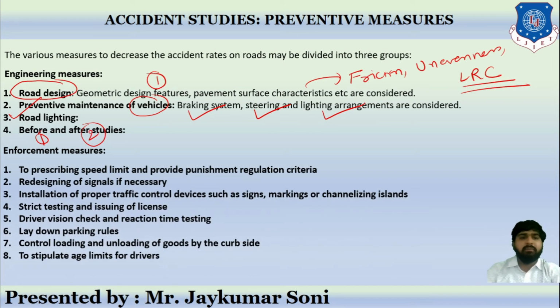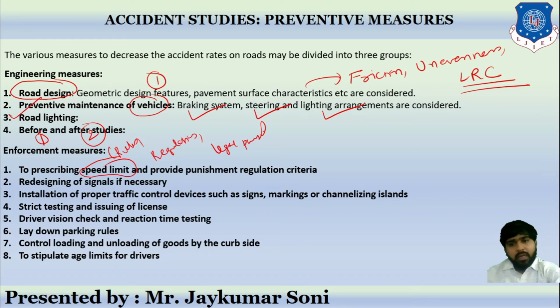Now, the next part is about the enforcement measures. Enforcement measures deal with various kinds of rules, regulations and certain legal parts. First is to prescribe the speed limit. Where accidents occur in high numbers, we always see a board saying this is an accident prone zone, and here we have to reduce the speed. So the speed limit prescription should be there, and it should provide punishment for violating the regulation.